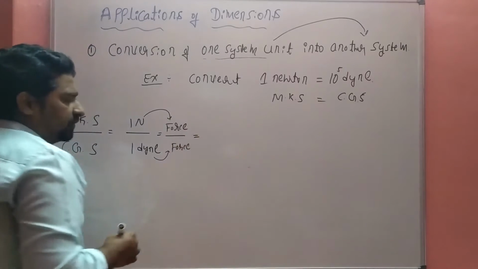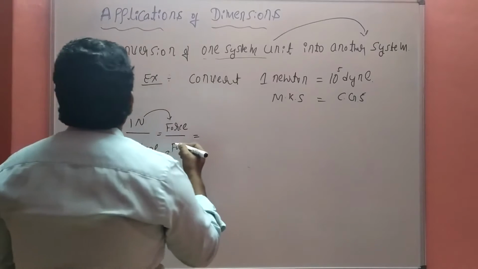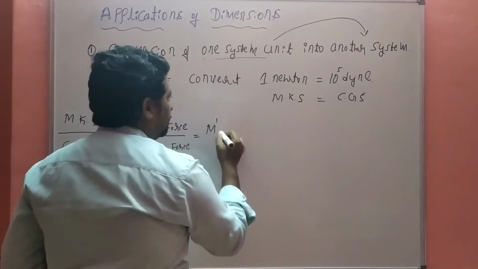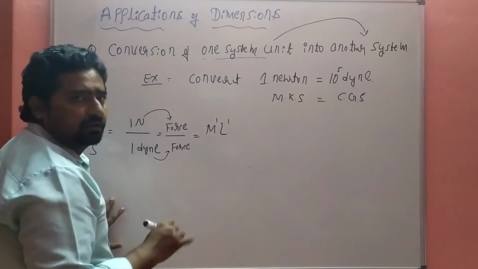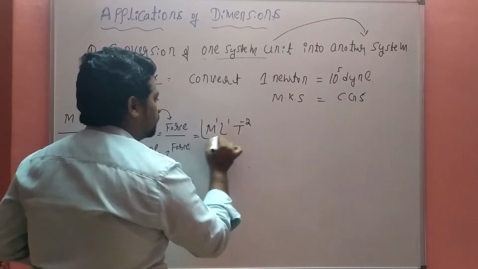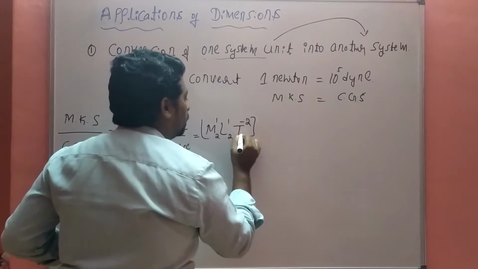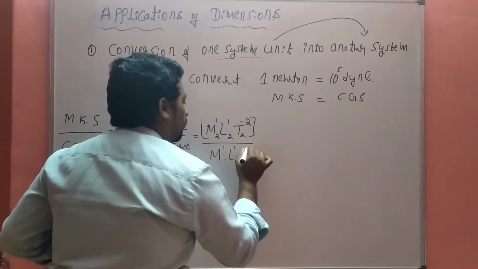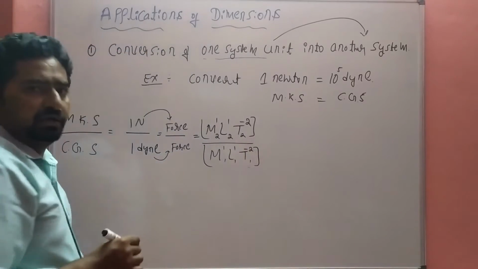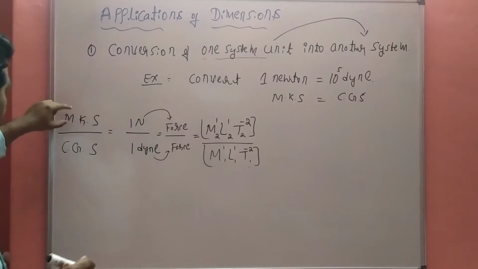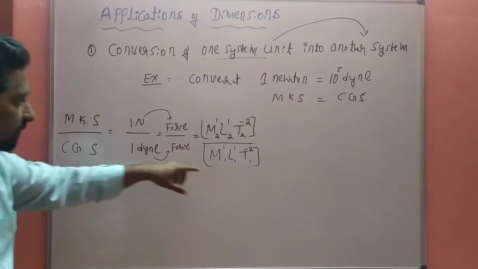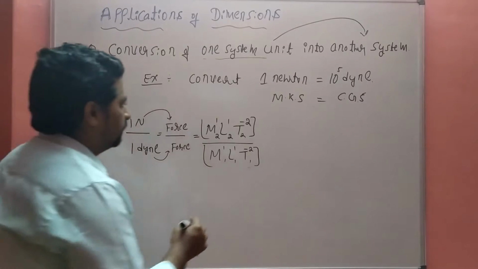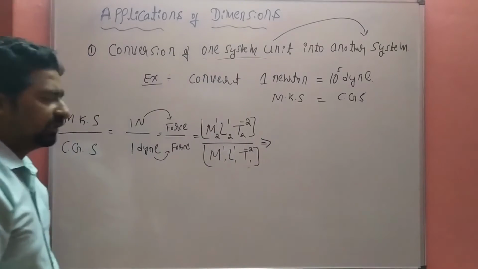Okay, let's come to the point: the dimensional formula for force. Force is equal to mass into acceleration. Acceleration is meter per second square. So this is M^1 L^1 T^-2. Why did I take symbols? Because we put mass, length and time in the MKS system, and mass, length and time in the CGS system, one by one, a very simple method.